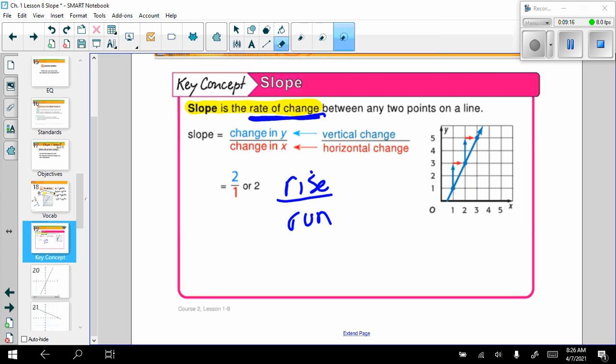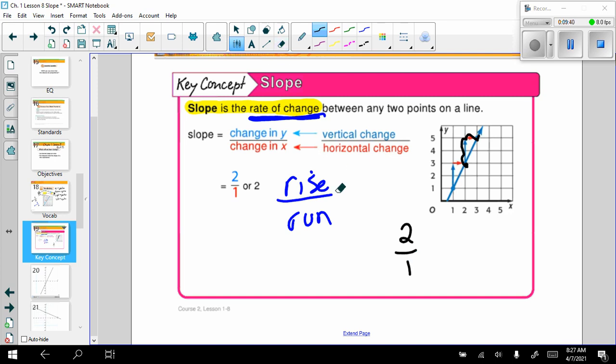What about from the next point to the top point? So the second to the third. We should get the same thing if we're counting our rise over run correctly. So I'm going to go up 1, 2, and I'm going to go over 1. So 2 over 1, again, is what I get. Positive 2, up 2, positive 1, right 1.